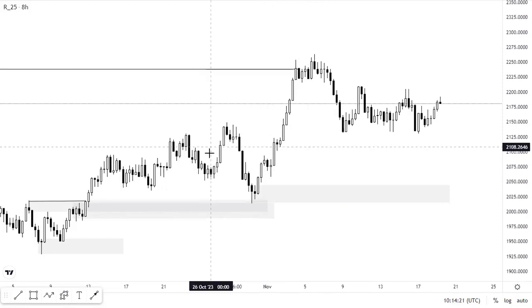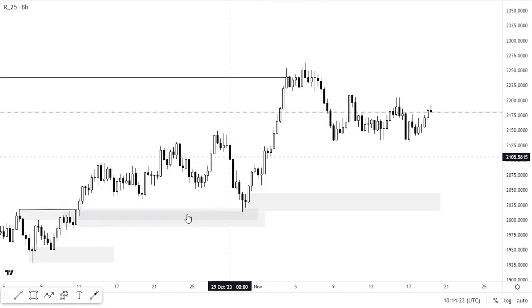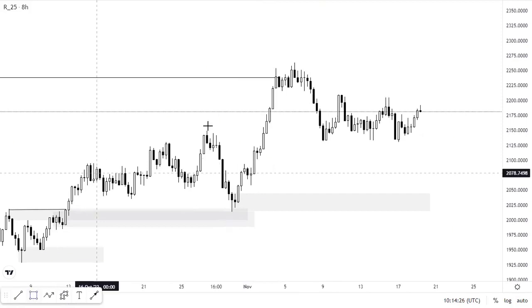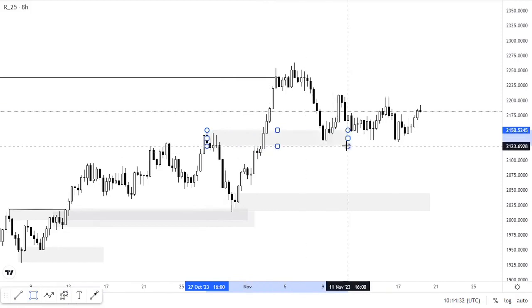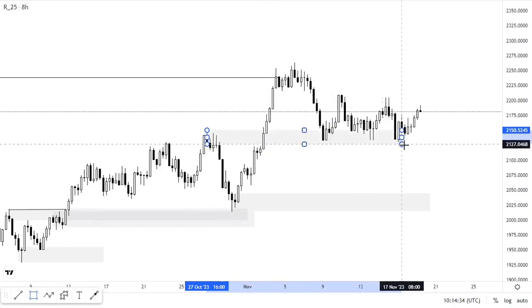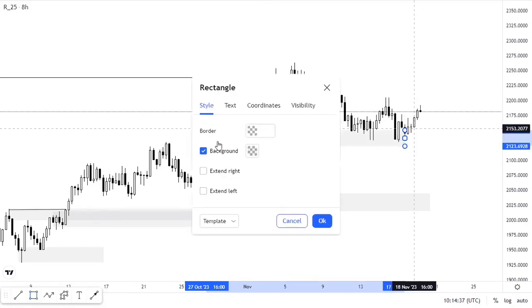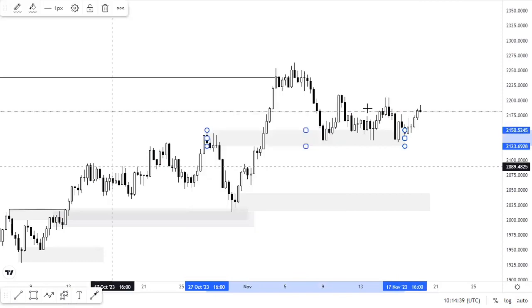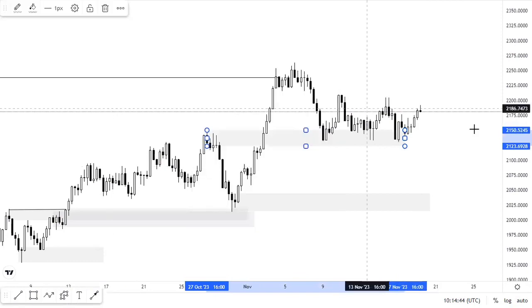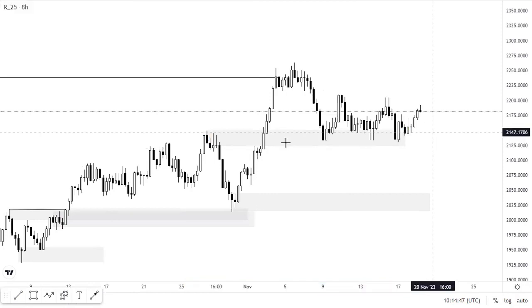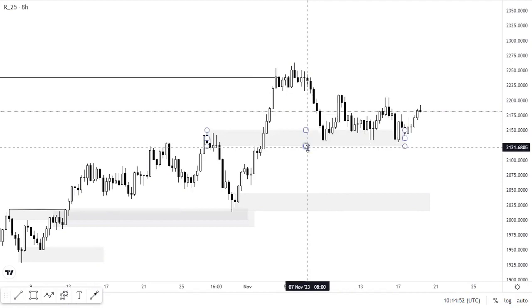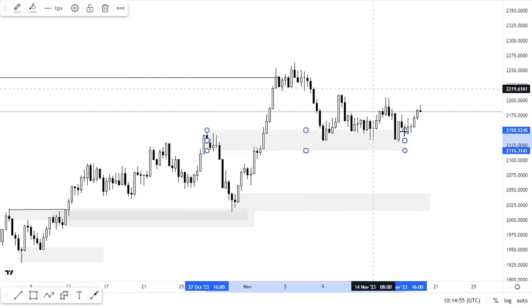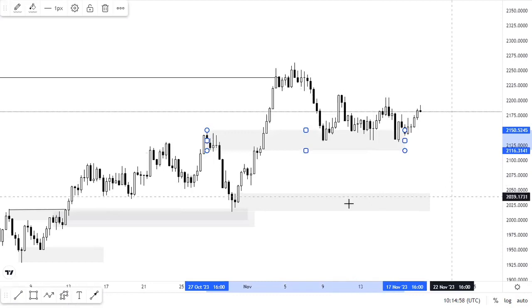So let's mark out our breaker block. So this area is our breaker block, and you can see the market reacting inside the breaker block. But I'm not going to rely so much on taking trades from this area, because the market could just react inside the breaker block, give a pullback to get into a particular zone, and then continue the move to our sponsored candle.